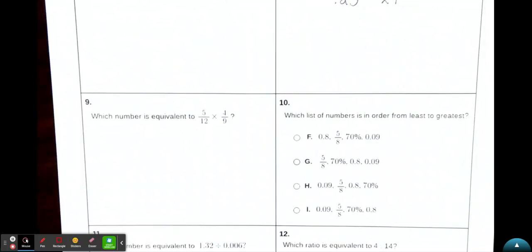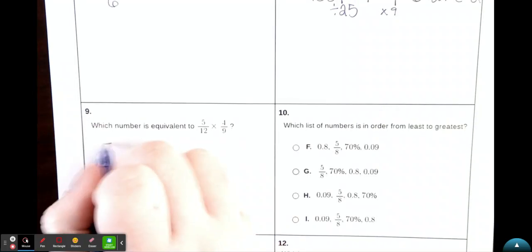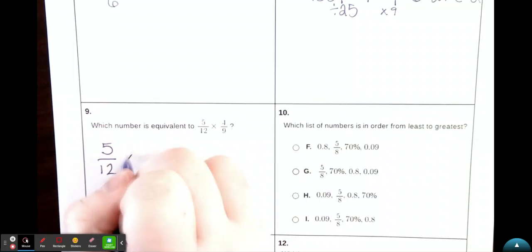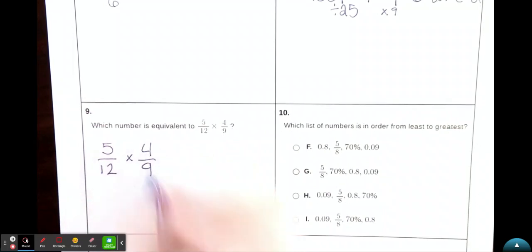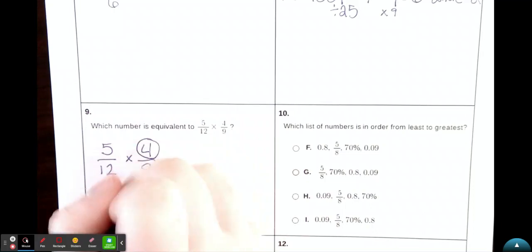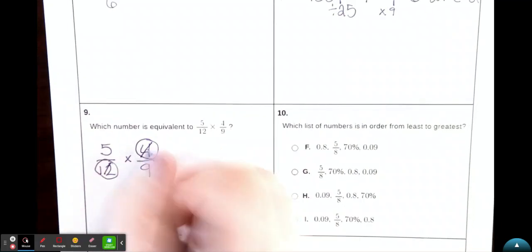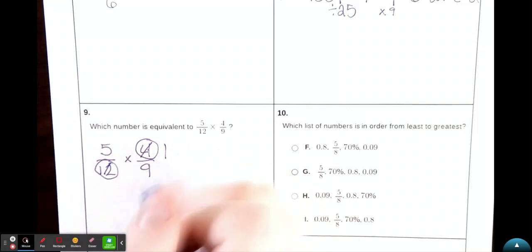All right, number 9 says which number is equivalent to 5/12 times 4/9? So what do I need to do first for this one? Well, you have to check for cross-canceling. Is there any? Yes, where? 4 and 12. What can they both be divided by? They can both be divided by 4. What's 4 divided by 4? What's 12 divided by 4?